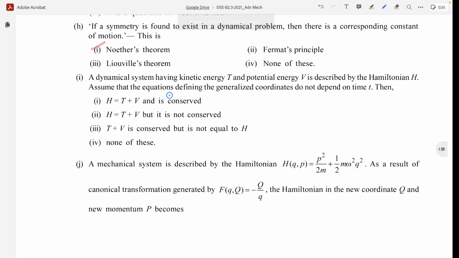Next question I. A dynamical system having kinetic energy T and potential energy V is described by the Hamiltonian H. Assume that the equations defining the generalized coordinates do not depend on time t. Then the correct option is 1: H equals T plus V and is conserved.